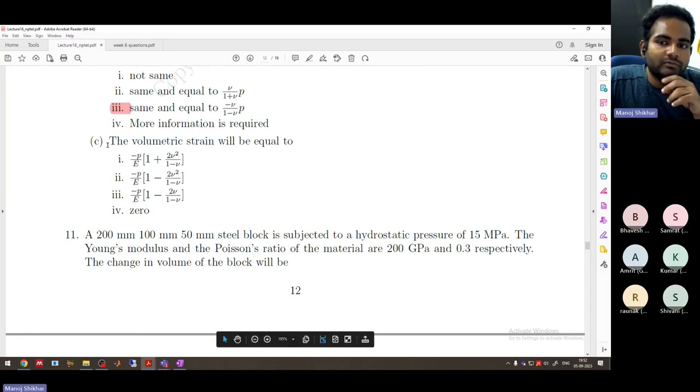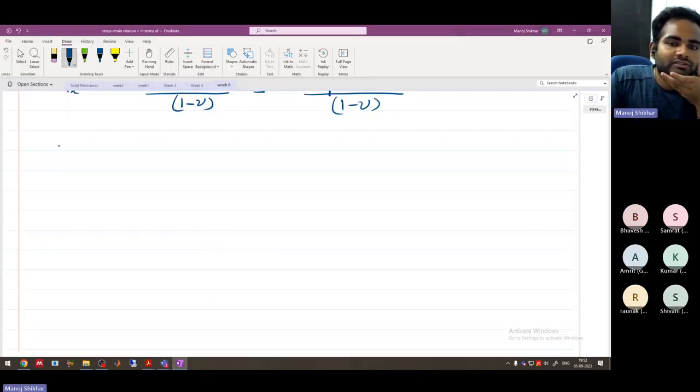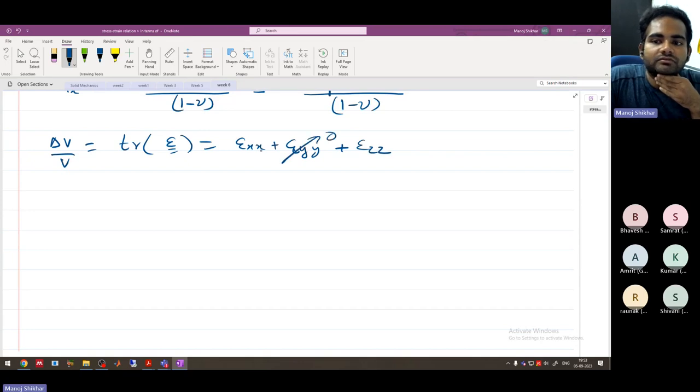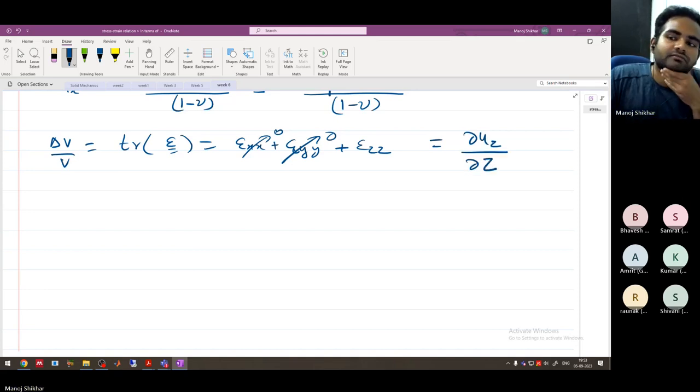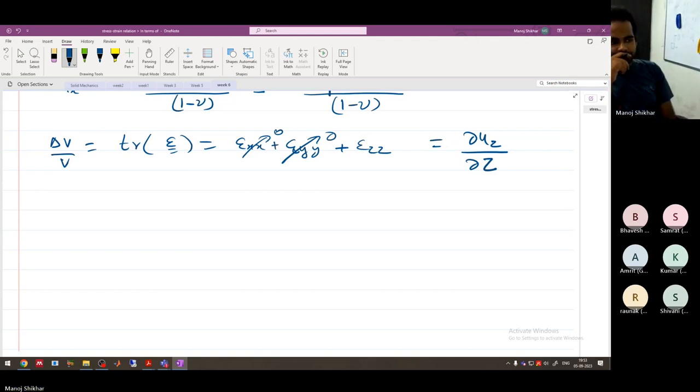Now they're asking the volumetric strain will be equal to. Now, what will be the volumetric strain? So volumetric strain is what? Trace of epsilon. So this is epsilon xx plus epsilon yy plus epsilon zz. So these two are 0. So basically they are telling us to find del uz by del z. Okay. Now how do we find del uz by del z?